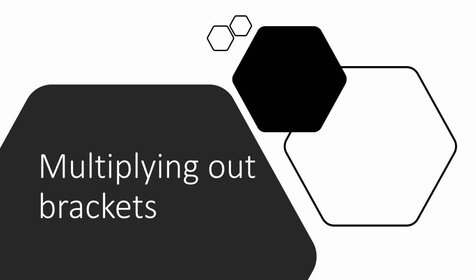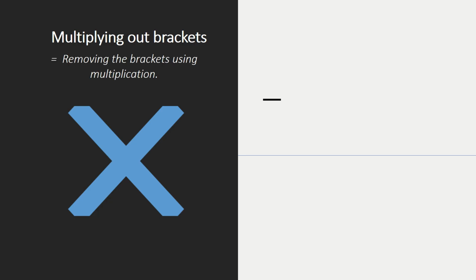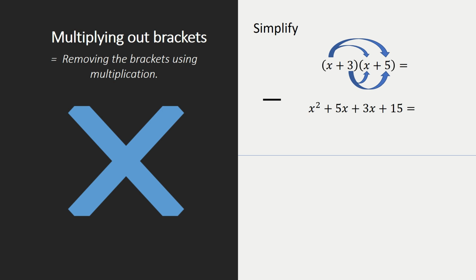So first, multiplying out of brackets. It is removing the brackets using multiplication. So a question could be, simplify x plus 3 times x plus 5. We're going to use the banana method. So x times x equals x squared. X times 5 equals 5x. 3 times x equals 3x, and 3 times 5 equals 15.